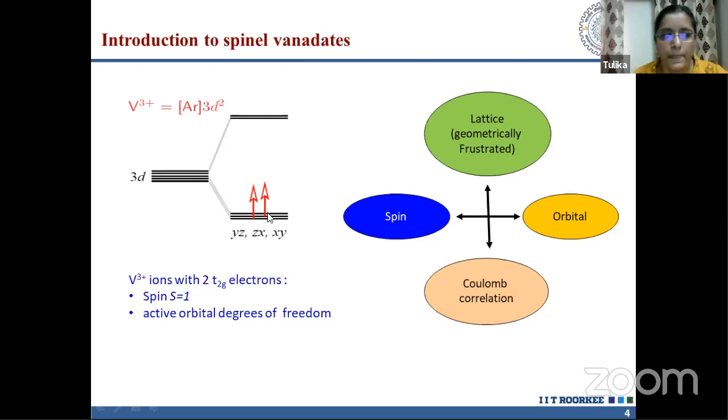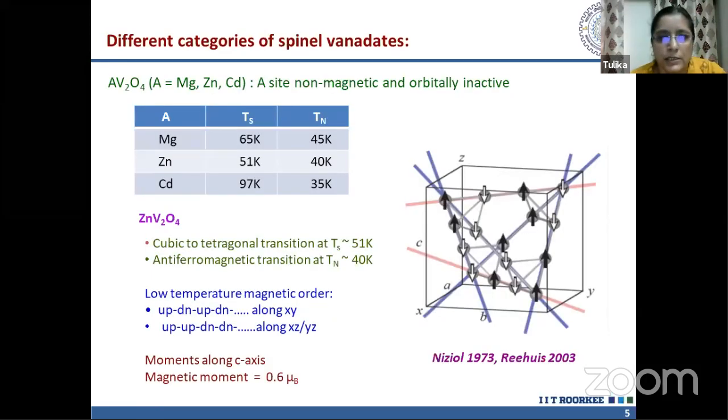Therefore, it gives rise to a possibility to have the spin orbit coupling playing a role here. So in these compounds, the spin degree of freedom is active, orbital is also active, and the lattice is geometrically frustrated. And because these are transition metal compounds, the Coulomb correlation is also expected to be high. So the interplay of all these degrees of freedom gives rise to very interesting structural and magnetic transitions which are seen in experiment. So I will discuss three categories of the spinel vanadates.